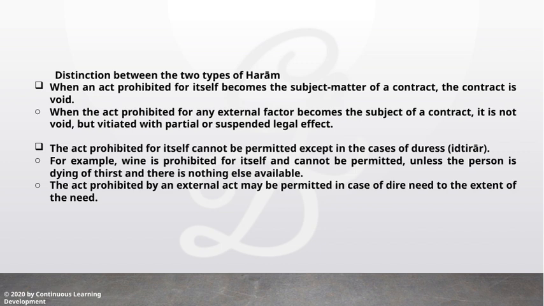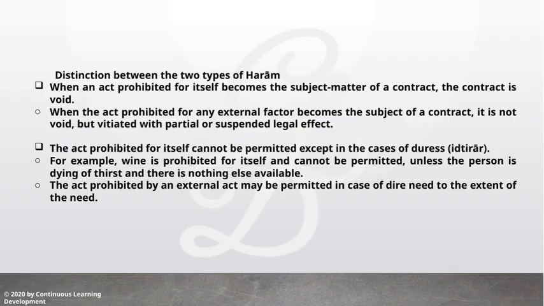In other words, if the core act itself is forbidden, making it part of an agreement means that the entire contract cannot be valid. On the other hand, if the act is prohibited due to external factors, such as societal or legal reasons, and then it becomes the subject of a contract, the contract isn't automatically void. Instead, it is vitiated, meaning it has partial or suspended legal effect. So, such a contract may be considered invalid or limited in its enforceability, but it doesn't automatically disappear.